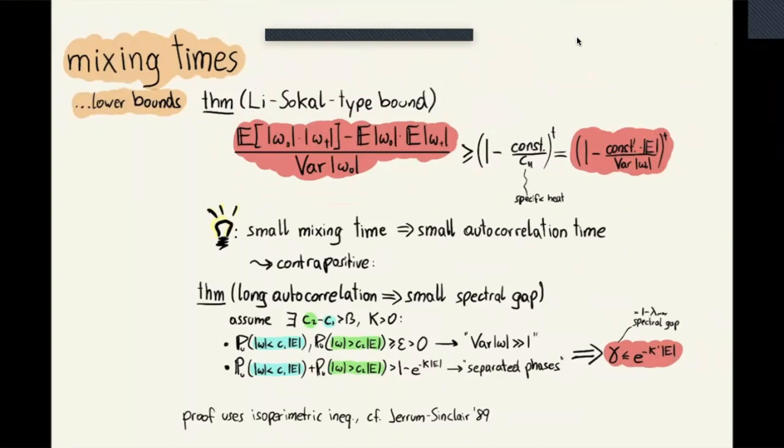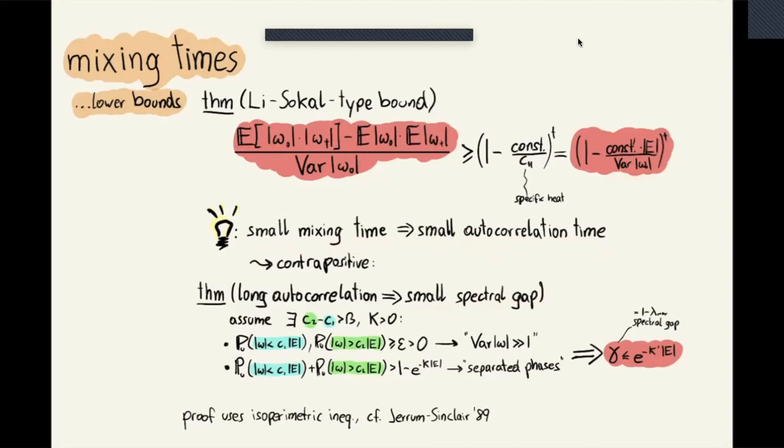So, okay, now consider this implication here. If you have a small mixing time, then you necessarily have a small autocorrelation time. So now you might hope to obtain some lower bounds on the mixing times by essentially considering the contrapositive. So big autocorrelation time, which according to this bound you get if the variance is big, should imply a large mixing time. Large mixing time is equivalent to a small spectral gap, of course.